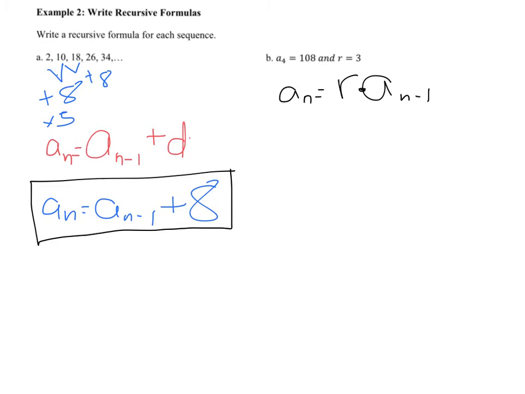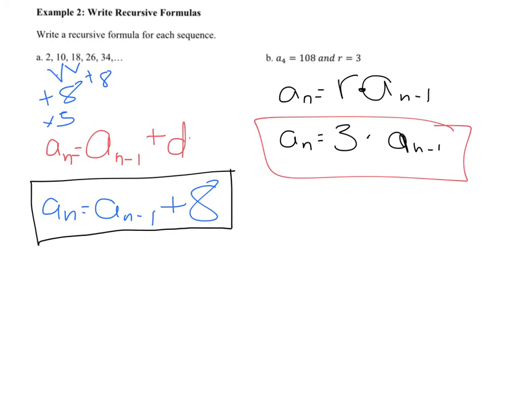Okay, so now since they gave us these things, we can go ahead and plug them in. So we have a sub n equals 3, because that's our r value, times a sub n minus 1. And that's actually all that we're going to need to do on this one as well. So now we have this formula that we could use to figure out any term in this sequence.